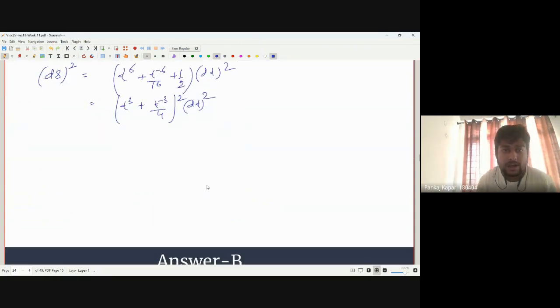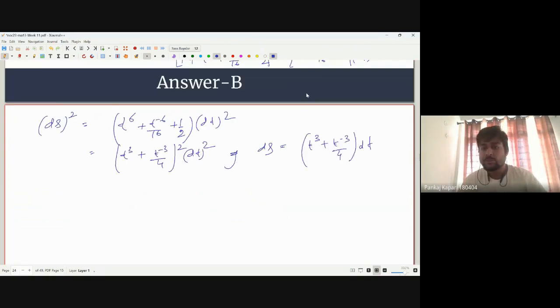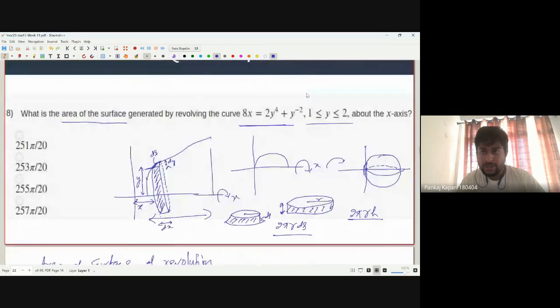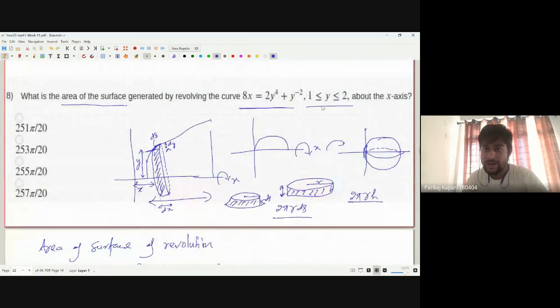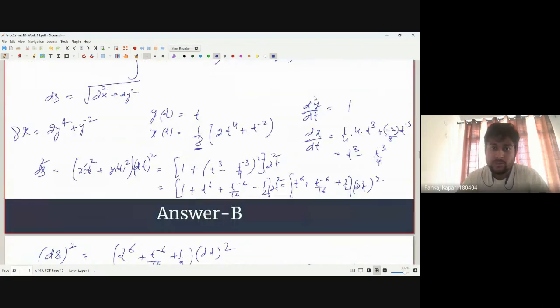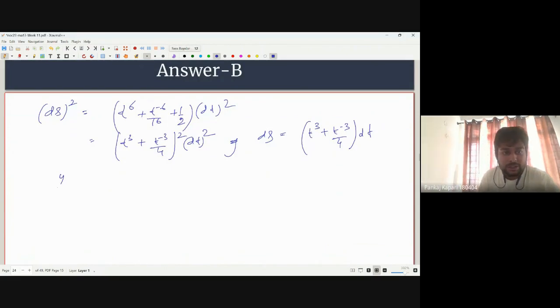And hence the arc length ds turns out to be t cube plus t to the power minus 3 divided by 4 times dt. Okay, and it's positive because t varies between, okay, so y varies between 1 and 2, but y we have assumed to be t, right? And hence t also varies between 1 and 2. Since y is equal to t, it varies between 1 and 2.